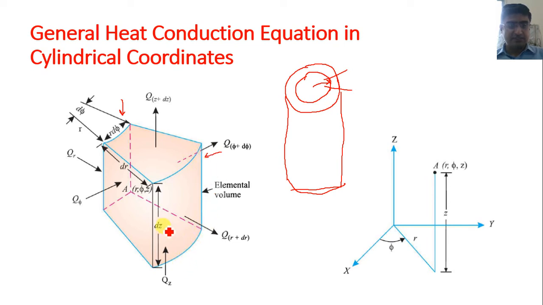In our case, the length of the small element is given as dz, which also becomes the z direction. And this direction, in the form of a radius, is known as the radial direction. So this is the radial direction r. In the case of the direction along the radius, it is also known as the radial direction.